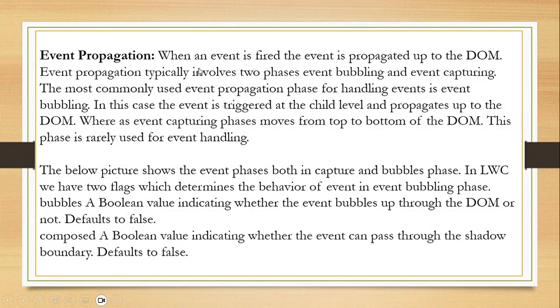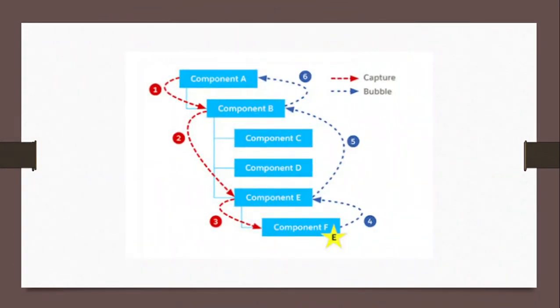What is event propagation? When an event is fired, the event is propagated up the DOM. Event propagation typically involves two phases, that is event bubbling and event capturing. The most commonly used event propagation phase for handling events is event bubbling. So in this case, the event is triggered at the child level and propagates up the DOM. In event capture, the phases move from top to bottom of the DOM; this phase is rarely used for event handling. Okay. Here capture and bubble, component B, subcomponent over there.